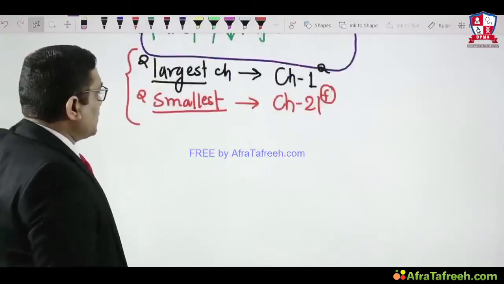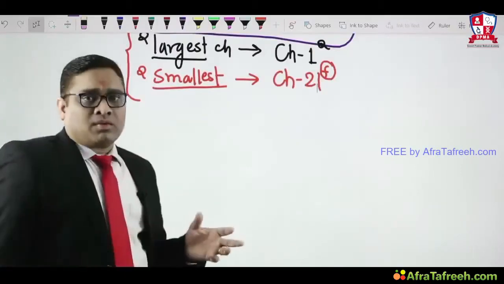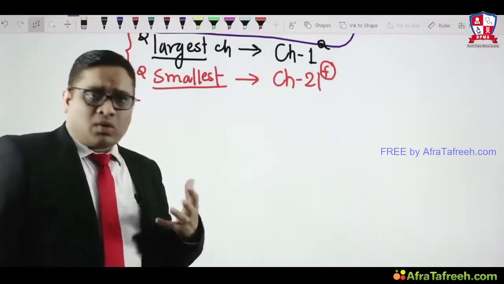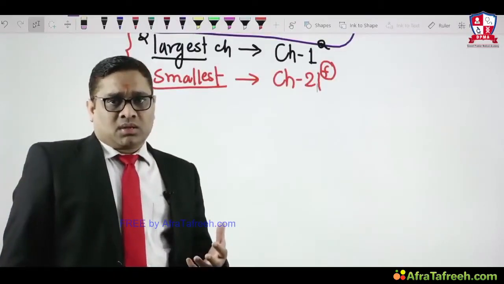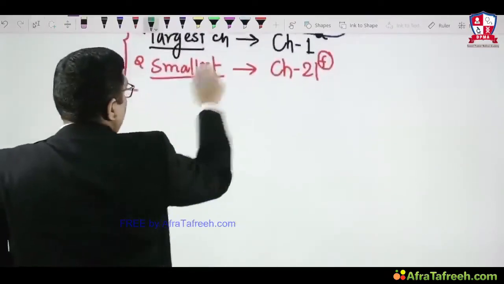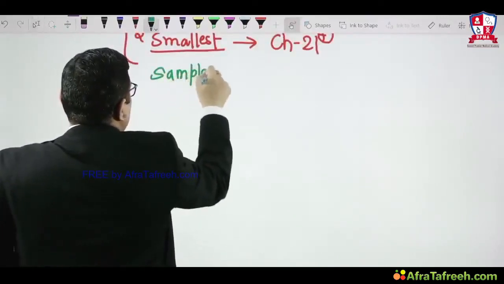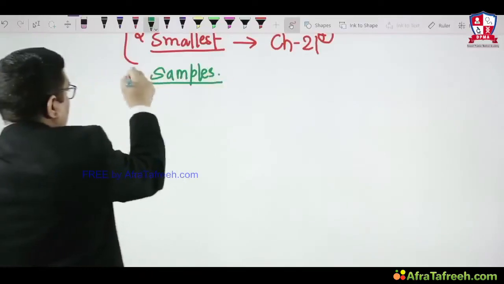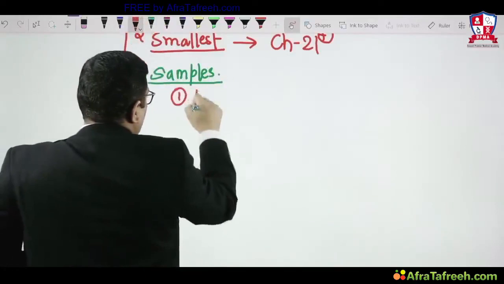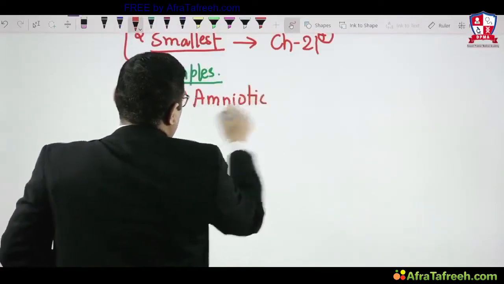Now we are going to see that when we are going to study karyotyping or chromosomal study, what are the samples we are going to collect and how we are going to proceed, right? So which sample is used for the karyotypic study? Number one, we will be using amniotic fluid, right?